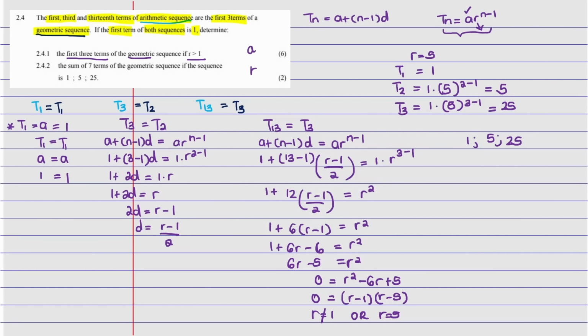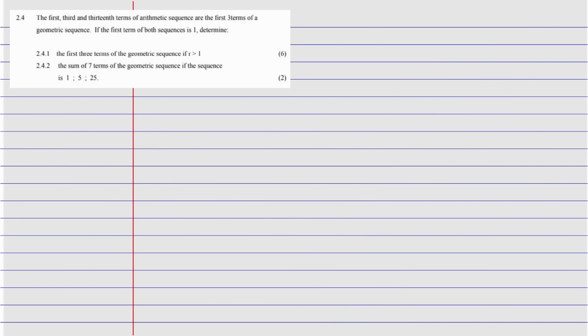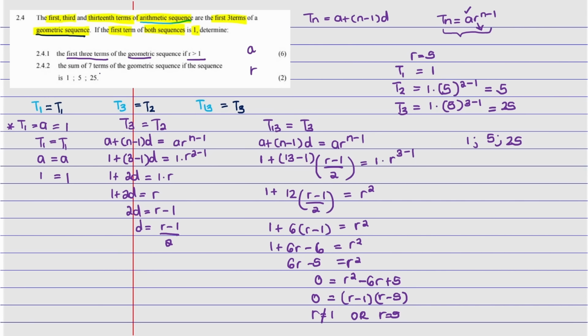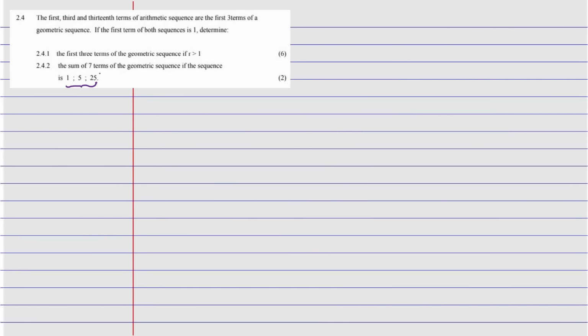So with that said, now we're going to move to the second question. In the second question, they ask for the sum of 7 terms of the geometric sequence, if the sequence is the following. So basically they gave us the sequence that we found above. That's the one they gave us, right?